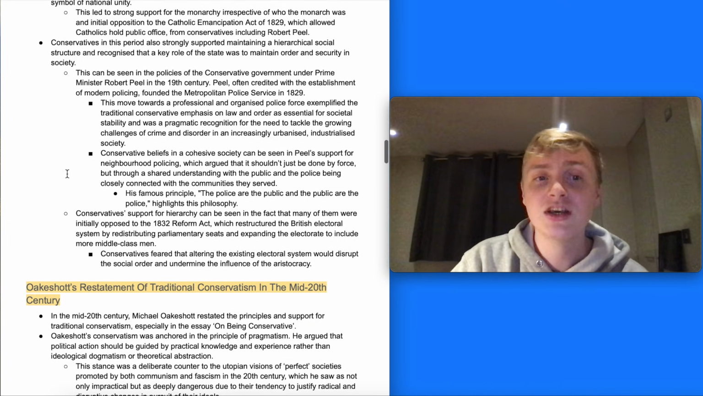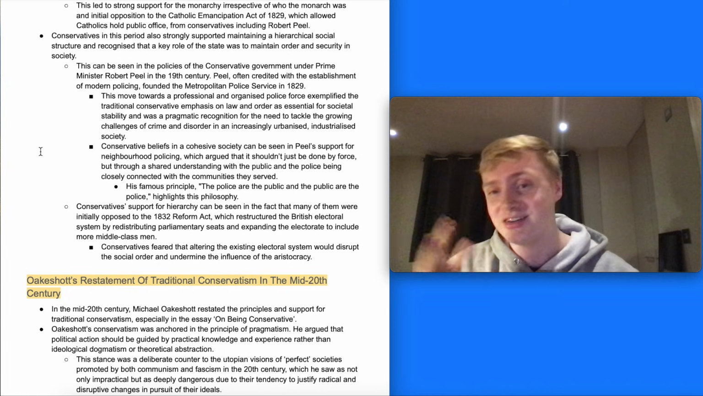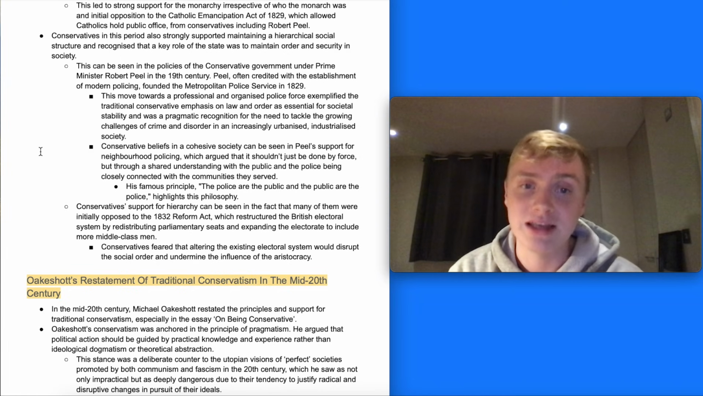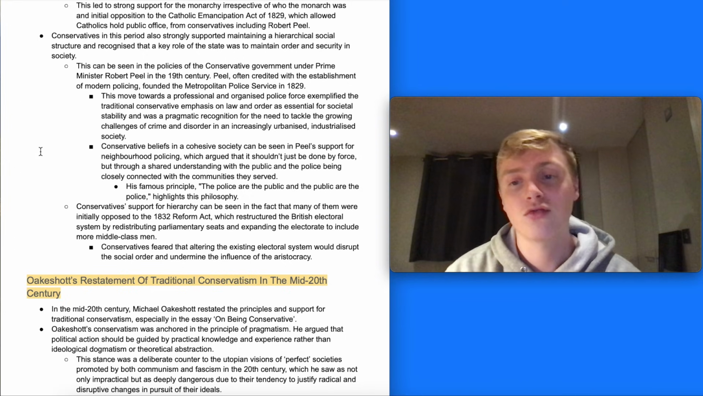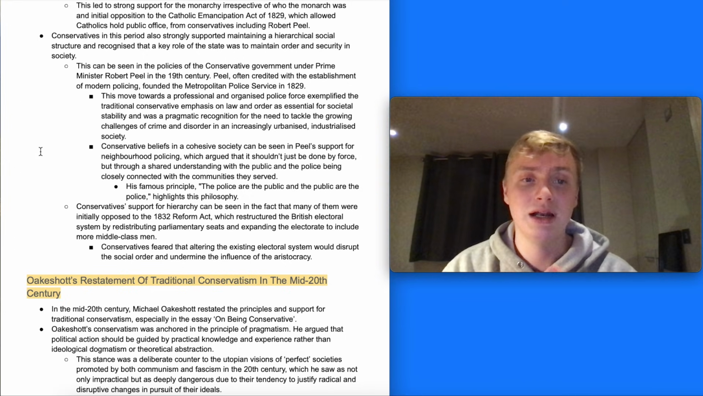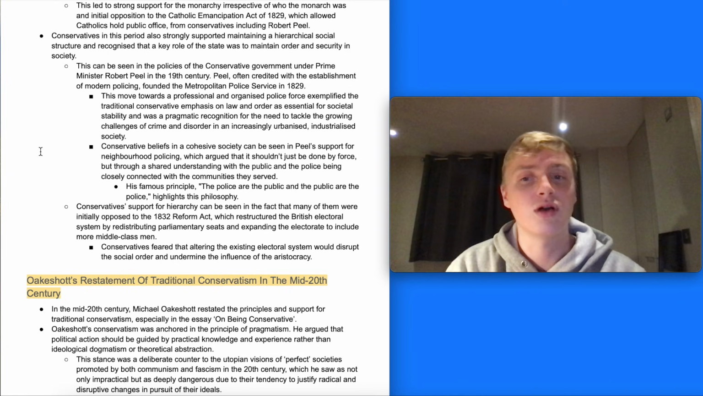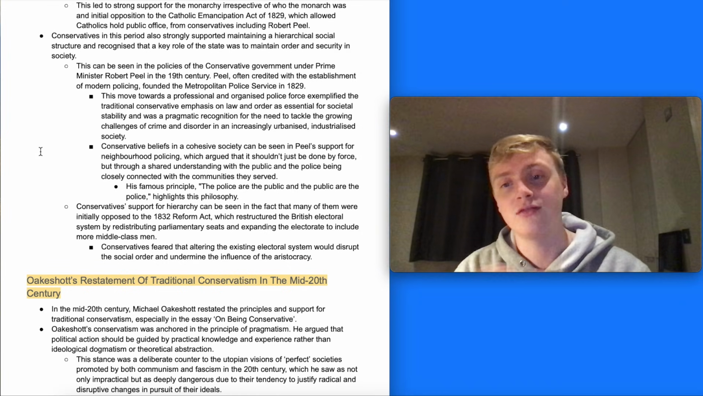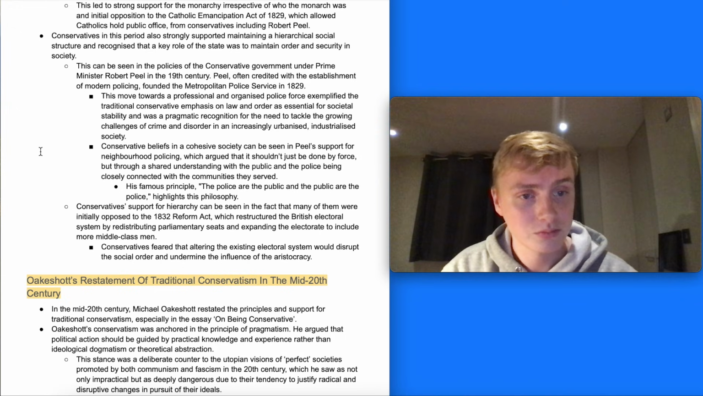But its belief in a cohesive society, an organic society, which we'll look at in a little bit more detail much later in the video when we look at the core principles, can be seen as support for neighbourhood policing, which argued that policing shouldn't just be done by force, but through a shared understanding with the public, and police being closely connected with the communities they serve. So community was relatively important, and this links into tradition as well in society, and learning from tradition and learning from hierarchy as well.